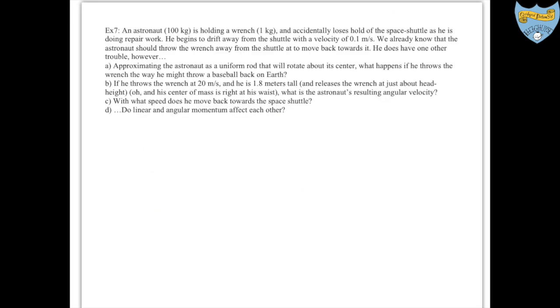So find example 7 in your notes packet. If you somehow don't have your notes packet, then pause me, take a minute, and read the question. Basic idea is we've got an astronaut. He's going to throw a wrench to try to save his life. Poor fool is drifting away from the space station, and he wants to drift back towards it instead. All right, let me draw some pictures.